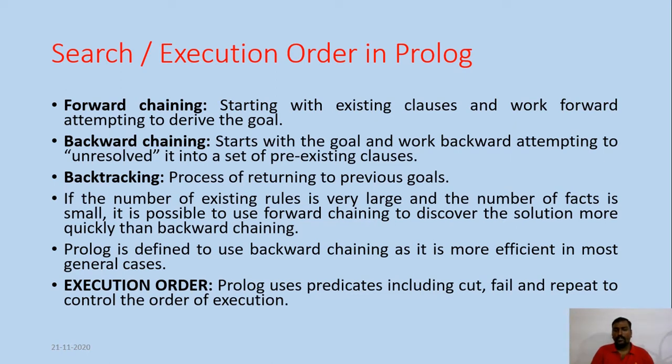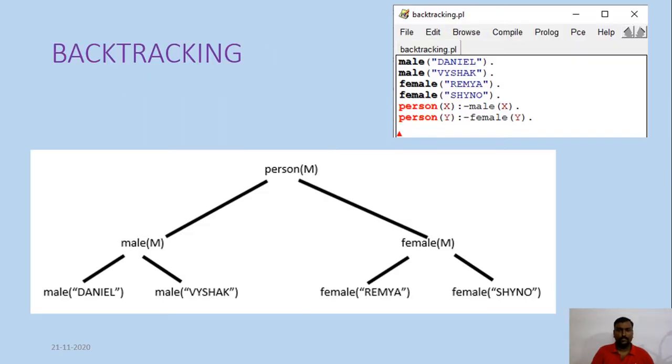The execution order in Prolog uses predicates including cut, fail and repeat to control the order of execution. Let's learn all these, forward chaining, backward chaining and backtracking, with some examples. Consider the knowledge base. I have entered the following clauses and rules. Male Daniel, male Vaishak, female Remya, female Shaino. The names are given in double quotes as symbolic constants.